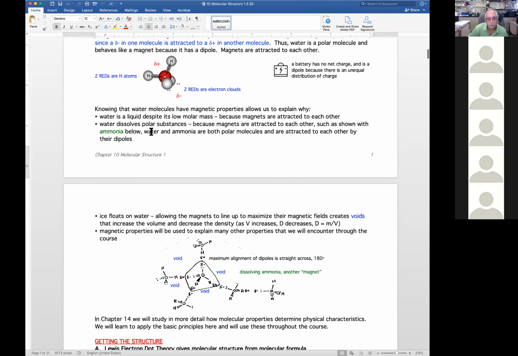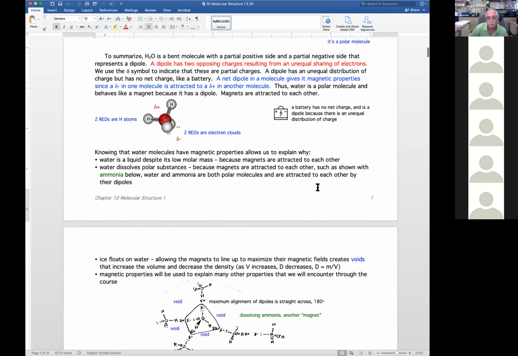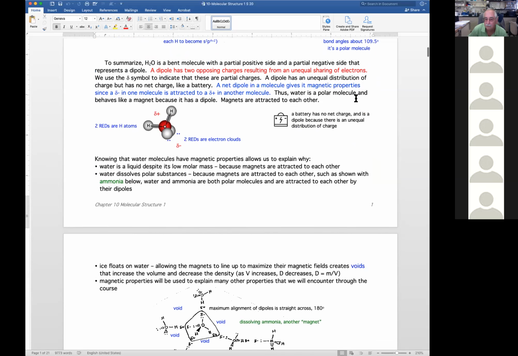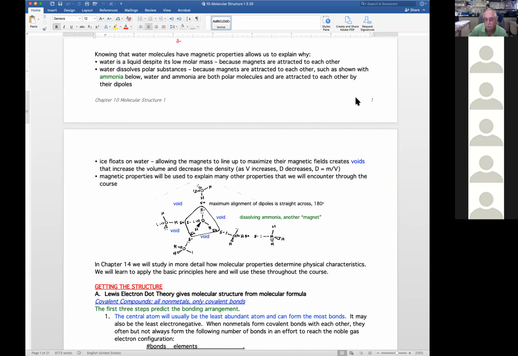So what I tried to do is just give you an overall viewpoint of where we're going. Ultimately, we'll be able to take a molecule's molecular formula, get a structural formula, figure out what its shape will be, figure out what the bonds will be, whether they're polar or non-polar, or ionic even, and then we will be able to predict certain things about its chemical properties, physical properties. It's a very powerful way of looking at things.